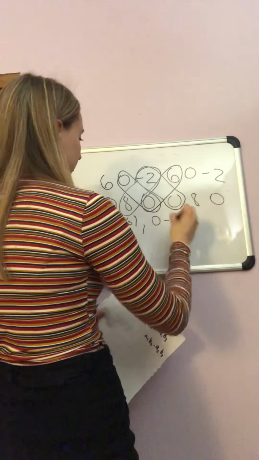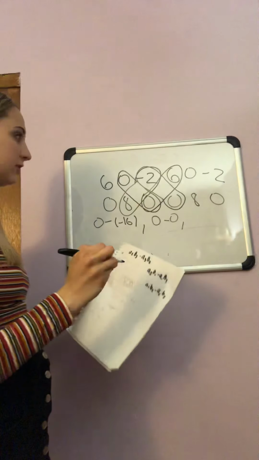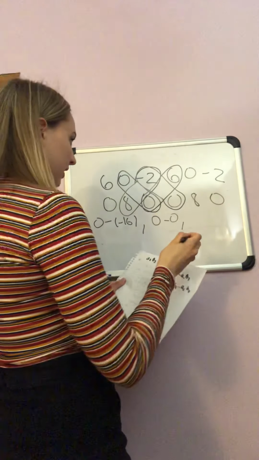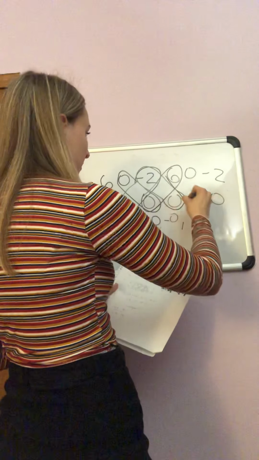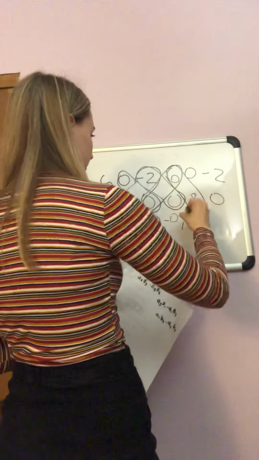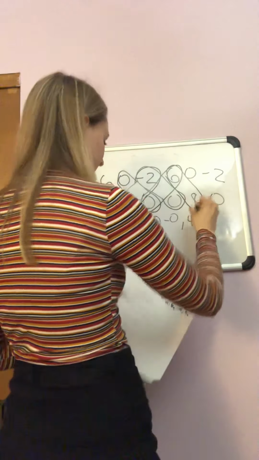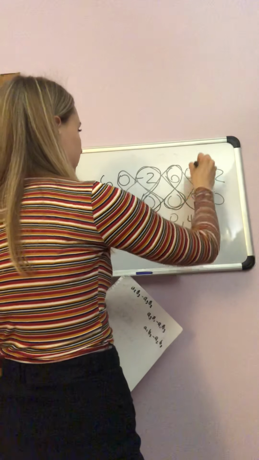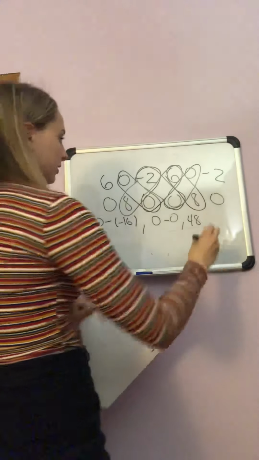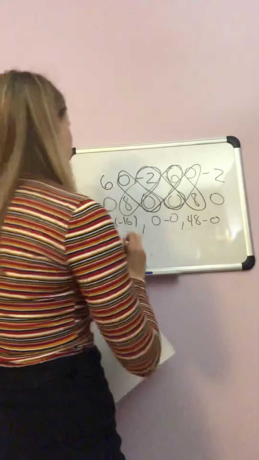Then after that, we do A1 times B2. So we take our 6 and multiply it by our 8 in order to get 48. And then after that we have to do A2 times B1. So our B1 is 0 and our A2 is 0. So we do 0 times 0, which gives us 0, and we subtract 0.